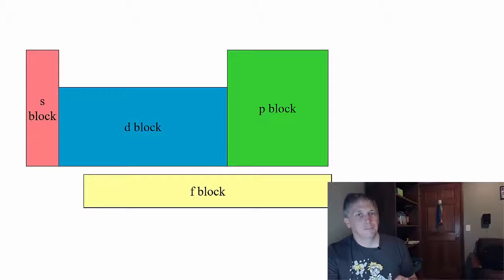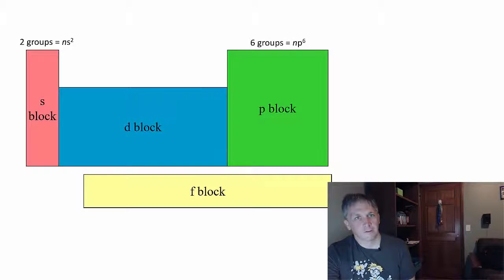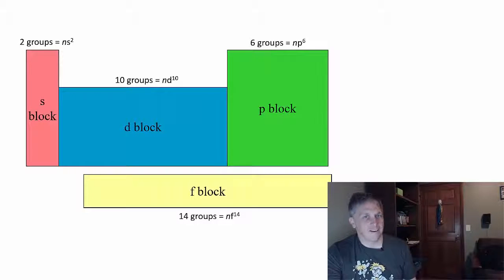For example, if you look at how we divvied up the blocks, the S block is made up of 2 groups. And that reminds you that the S subshell can hold 2 electrons. The rest of the main groups, the P block, has 6 groups in it. And that reminds you that the P's can hold 6. There are 10 groups in the D block, which reminds you that the D's can hold 10. And there are 14 groups in the F block, same number that the F subshell can hold.